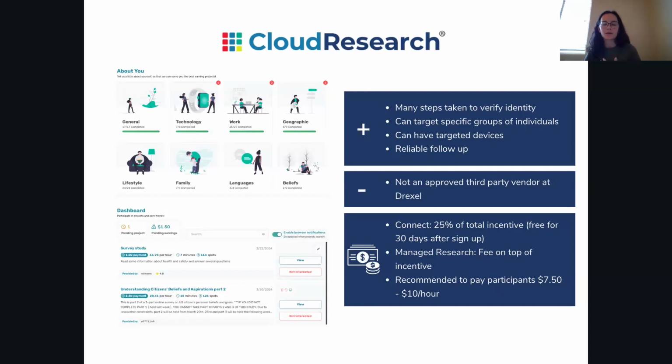Finally, if you use managed research, there is a fee on top of that incentive. Once you tell them what the needs of your research are, they will come to you with a number. And then finally, CloudResearch recommends that you pay participants $7.50 to $10 an hour.